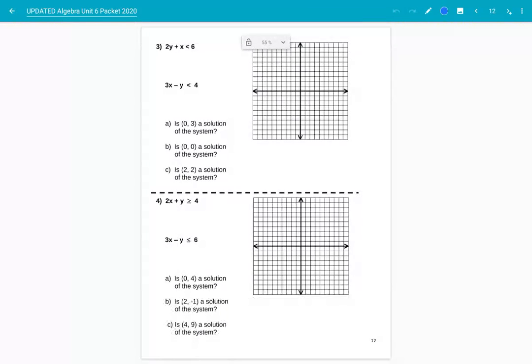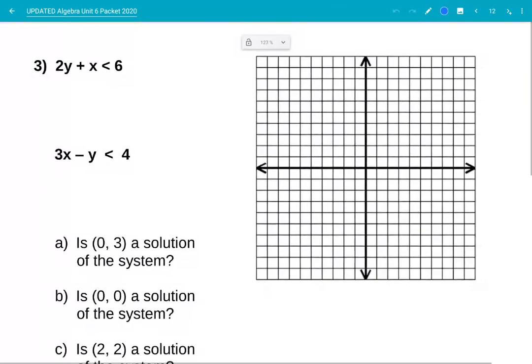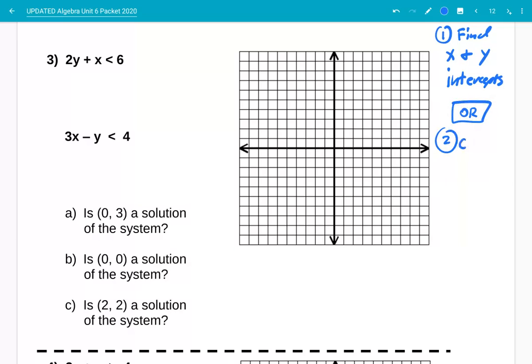Just a couple more. Well, do we need to do another one? No, I'm going to let you guys do this one. So you can graph. Oh, you know what? Here, let me just get you started, because these are in standard form. So standard form, there's two ways to do this. One, find the x and y intercepts. Or two, convert to y equals mx plus b.